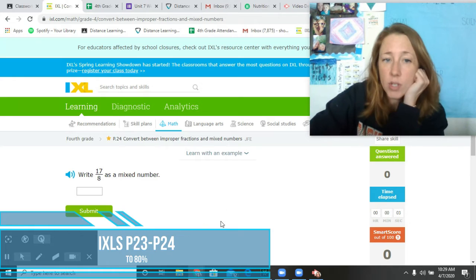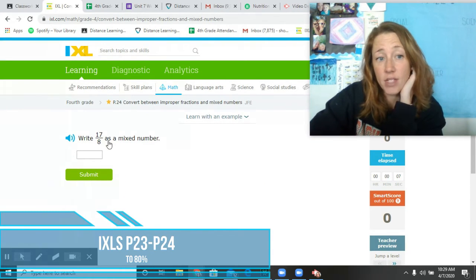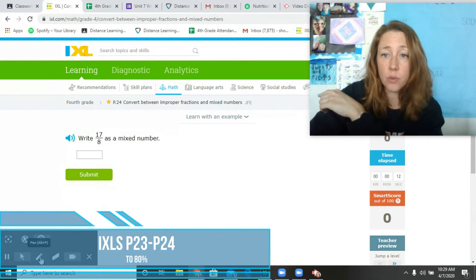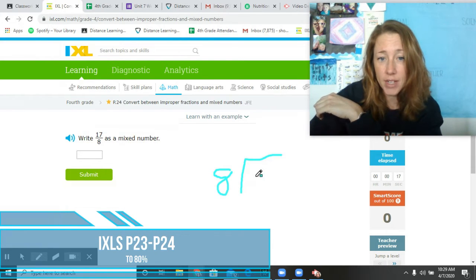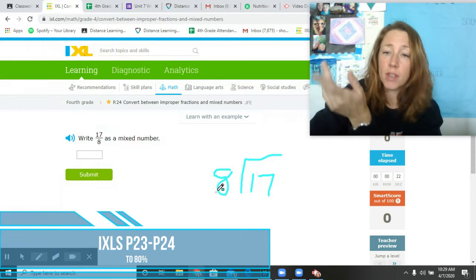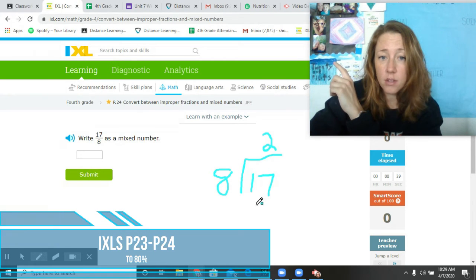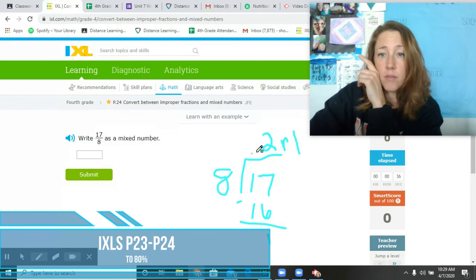This one is converting between an improper fraction and a mixed number. So right now I have 17/8 to write as a mixed number. Remember, if I'm going from an improper fraction to a mixed number, I'm dividing. Sorry, my handwriting is not good on the computer. So 17 divided by 8. How many times does 8 go evenly into 17? 8 times 2 is 16. So I'm going to subtract. Remainder 1.